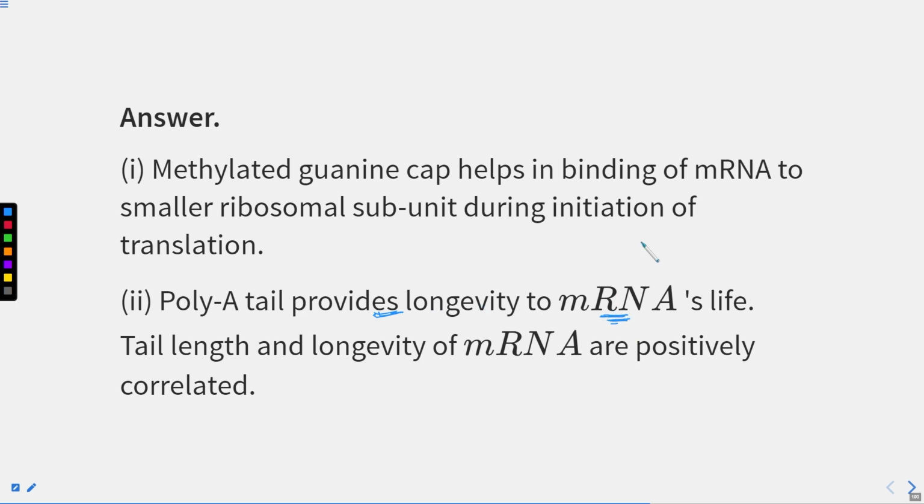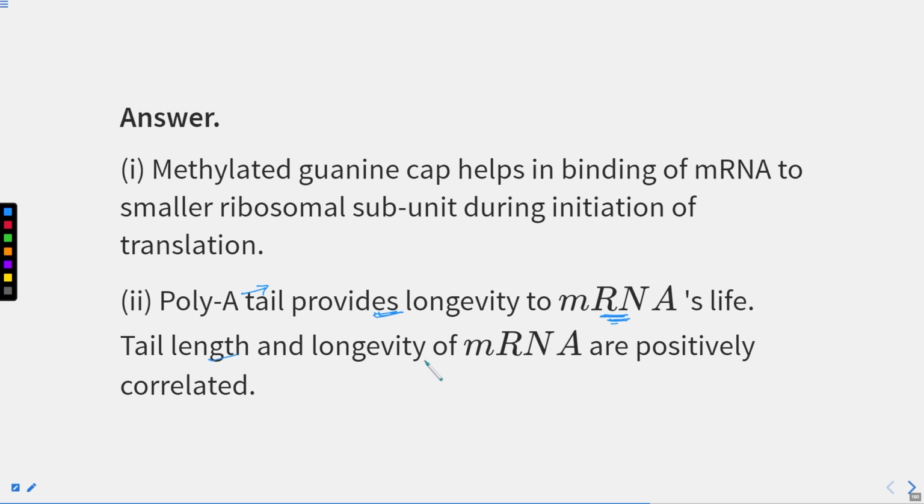Initially the transcription takes place on the DNA in the nucleus in eukaryotes, and then the RNA is processed and transferred to the cytoplasm where translation takes place. So poly A tail acts as a signal that now the RNA is ready to be transferred. It has been processed. So poly A tail provides longevity to the mRNA's life.